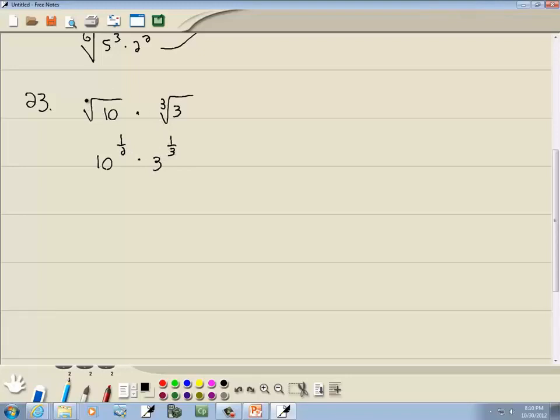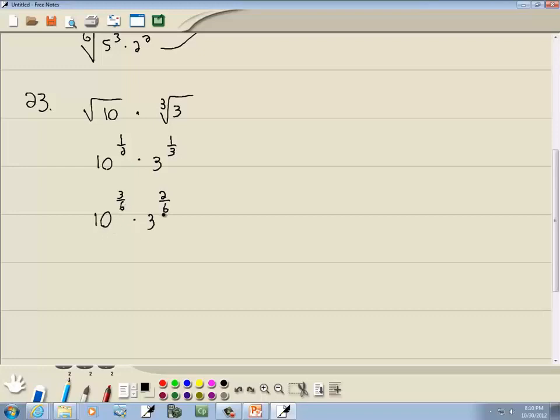Again, the index, whatever number's in the slot here, goes in your denominator. Whatever power is here is by default 1 if there is no power. It goes up on top. Here, the index is 3, so it goes in our denominator. The power is 1, so it goes up there. Again, for us to multiply these together, they have to have the same indexes. So we have to get the same denominator. So this one becomes 10 to the 3/6. And this one becomes 3 to the 2/6. Here I multiply top and bottom by 3. Here I multiply top and bottom by 2.